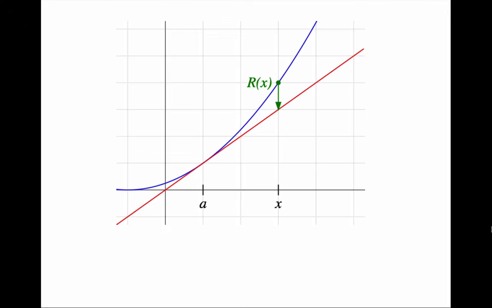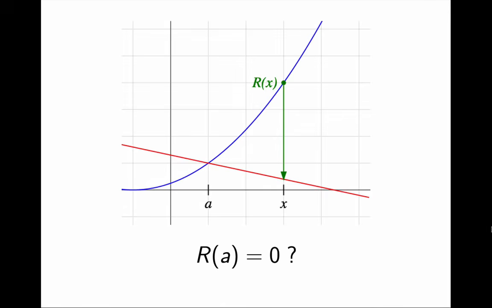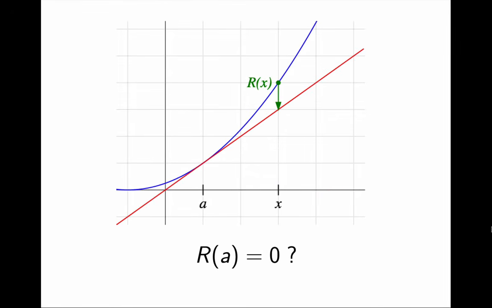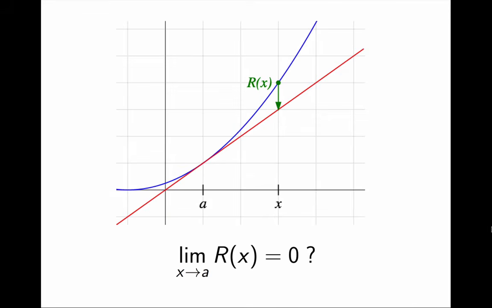Let's explore. What's special about the tangent line? I said I wanted an approximation near a, so perhaps the condition is that the remainder at a is 0? No, that's not enough. There are many other lines that also give error 0 at a, and some of them are very bad approximations, so that's not it. I need something else. Well, I want the approximation to be good when x is near a, not only at a. Perhaps what I need is for the limit as x approaches a of the remainder at x to be 0. No, that's not enough either, because all these other lines also satisfy that the limit of the remainder is 0. Then what's special about the tangent line?